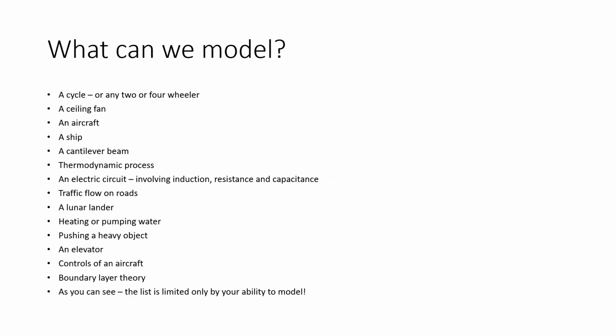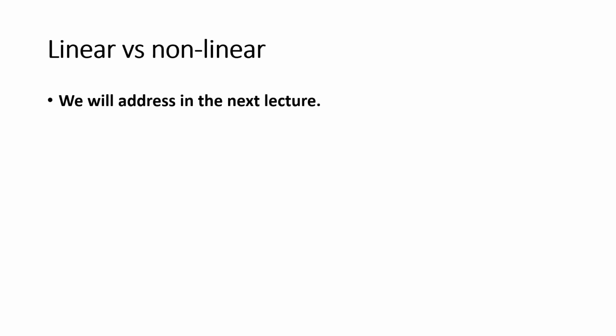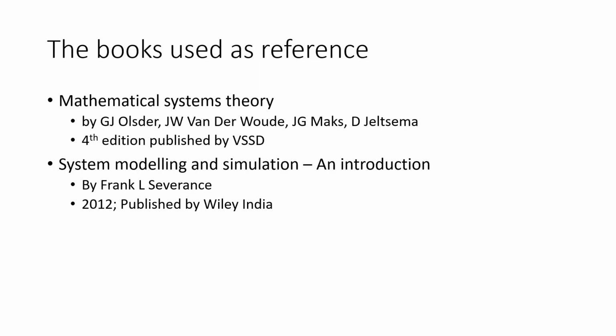What can we model in this world? We can model just about anything: a cycle, a ceiling fan, a ship, a cantilever beam, a thermodynamic process, electrical circuits, a lunar lander, heating or pumping water, pushing a heavy object. There are so many things. Just about everything in real life, economics, traffic, anything in real life can be made into a mathematical model, providing we understand what is happening accurately. We will look into the question of linear versus nonlinear a little later.